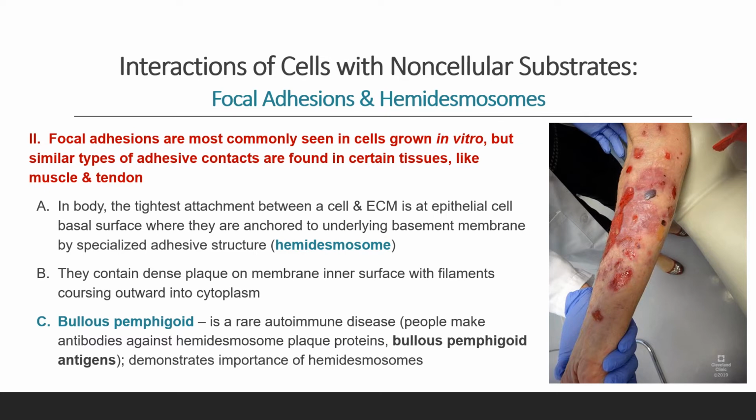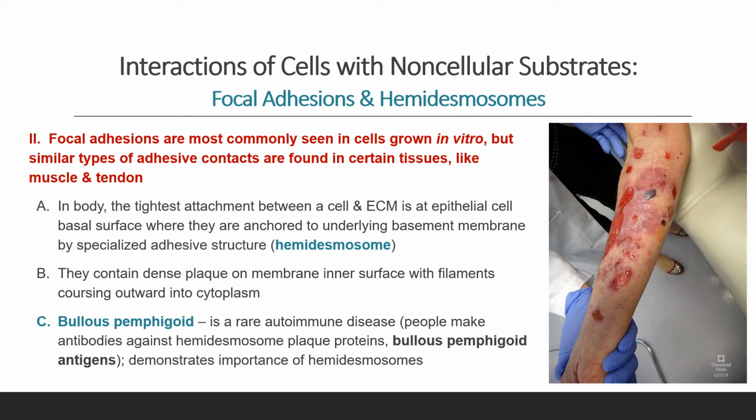So they contain a dense plaque on the membrane inner surface with filaments coursing outward into the cytoplasm, and bullous pemphigoid is actually a rare autoimmune disease that demonstrates the importance of the hemidesmosomes. This is a skin condition that causes large fluid-filled blisters, and it is because people make antibodies against hemidesmosome plaque proteins. So these are the bullous pemphigoid antigens.